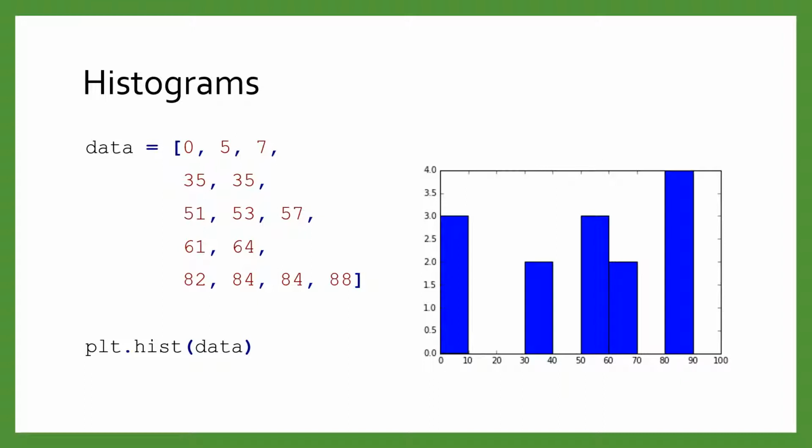For example, if we have the list of numbers shown, we could group them into bins of size 10. Each tick on the y-axis means another number in that bin. Histograms allow us to see the distribution or spread of the data.